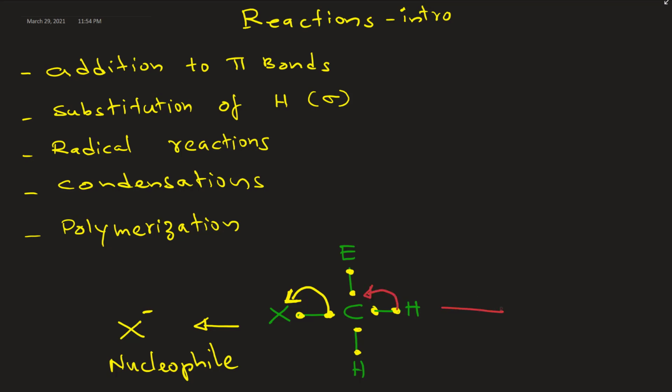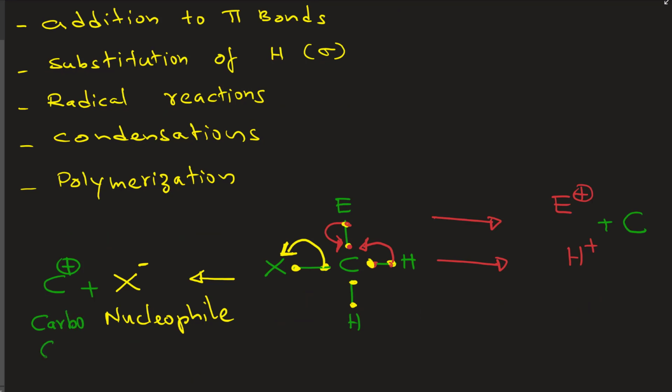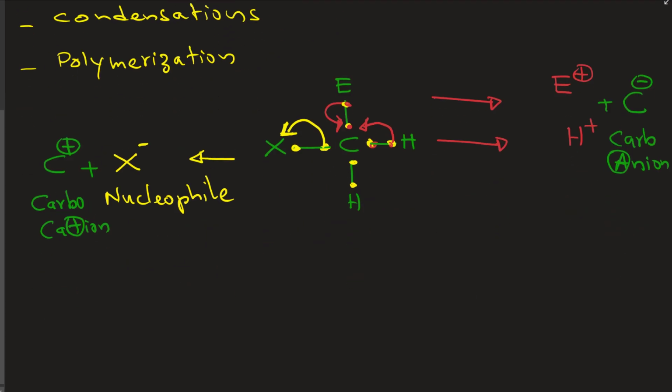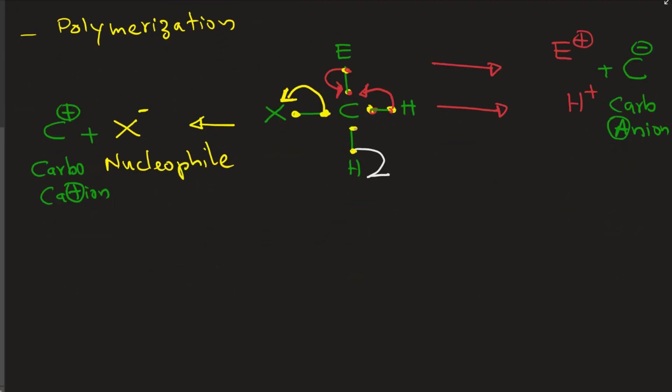And then look at the hydrogen. Hydrogen is going to dump the electrons onto the carbon and it'll become H plus, and then the E is also going to drop both electrons onto the carbon and become E plus. As a result, nucleophile and carbocation is produced on your left, and electrophile or proton plus carbanion is produced on your right. So these arrows are very important, and also the names.